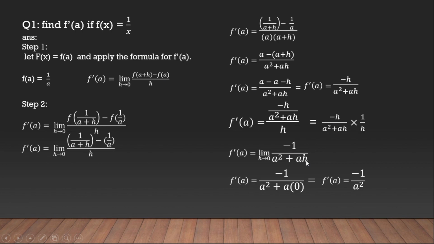And if we plug in 0 wherever h is, we're going to have f prime of a equals -1 divided by a squared plus a multiplied by 0. And anything multiplied by 0 is 0 itself, so meaning the derivative of 1 over x is going to be equal to -1 over x squared, or we could say that the derivative of 1 over a is equal to -1 over a squared.